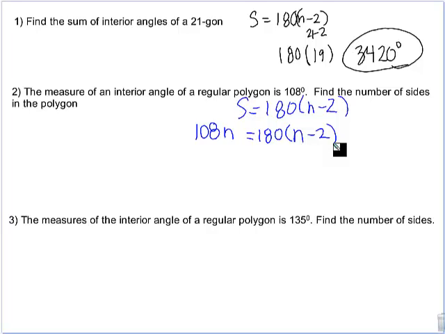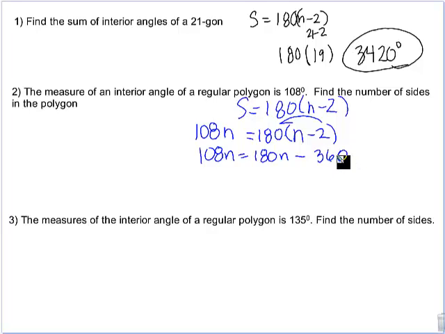Then we could solve this for n. To solve this for n, we have to get n all on one side. So what should we do with this 180? We can't subtract it because it's attached with multiplication. We could divide it. What else could we do with it since it's in front of a parentheses? Distribute. So 108n is equal to 180n minus 180 times 2, which is 360.